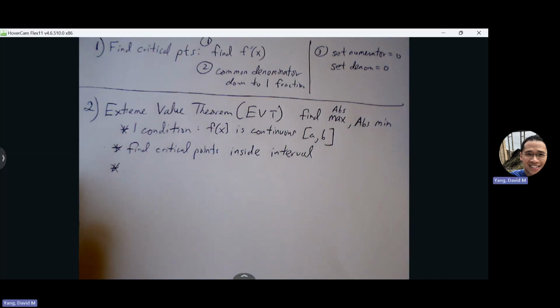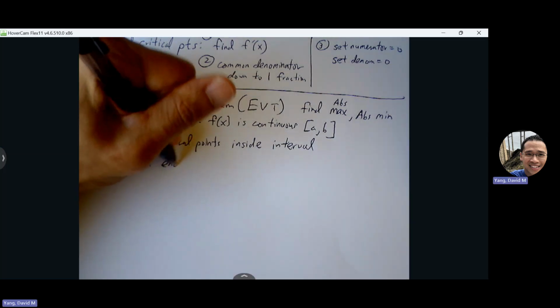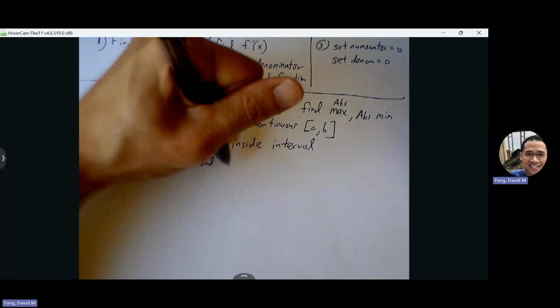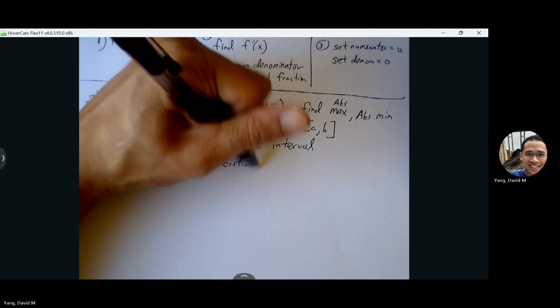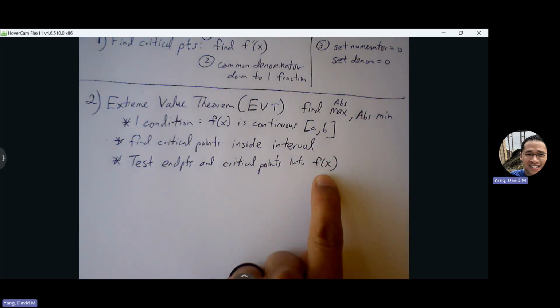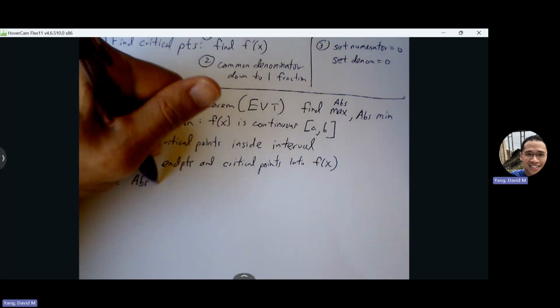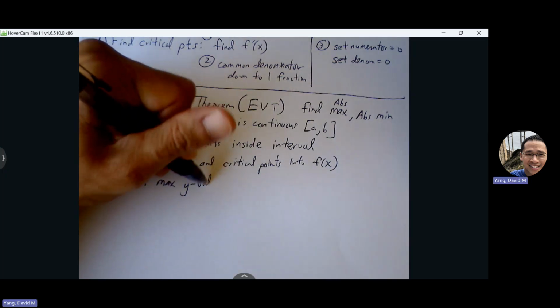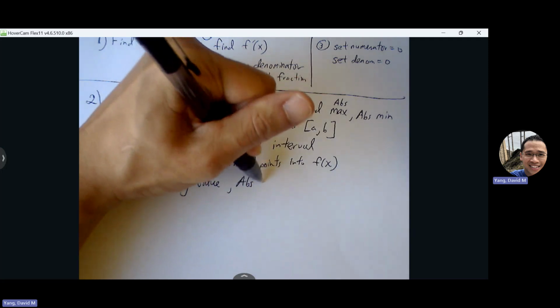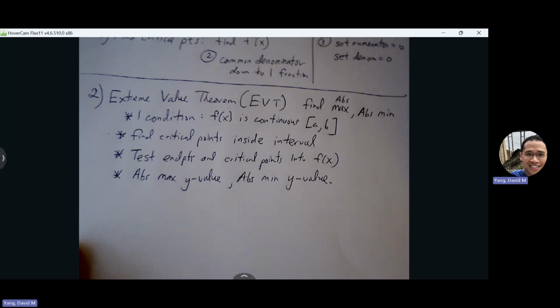And then once you have established any potential critical points, you're just going to test endpoints and critical points into your f of x function. Right? Because now you're looking for location. And then provide your absolute max y value and your absolute min y value. And that's all I care about. I just care about the y values.